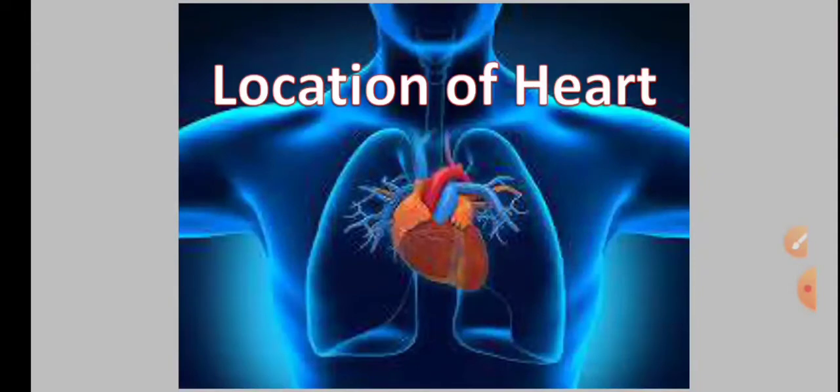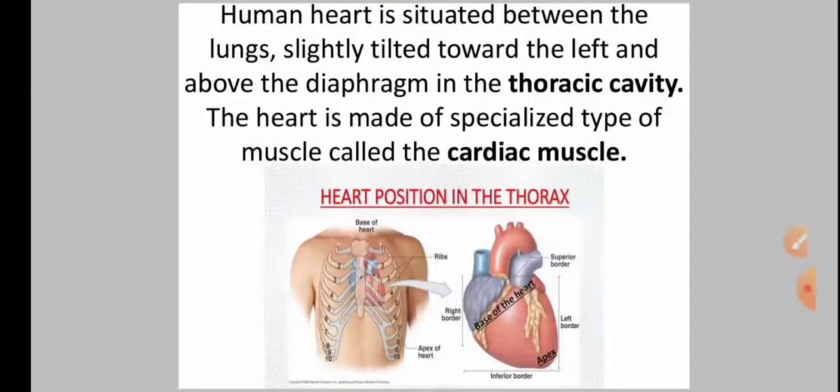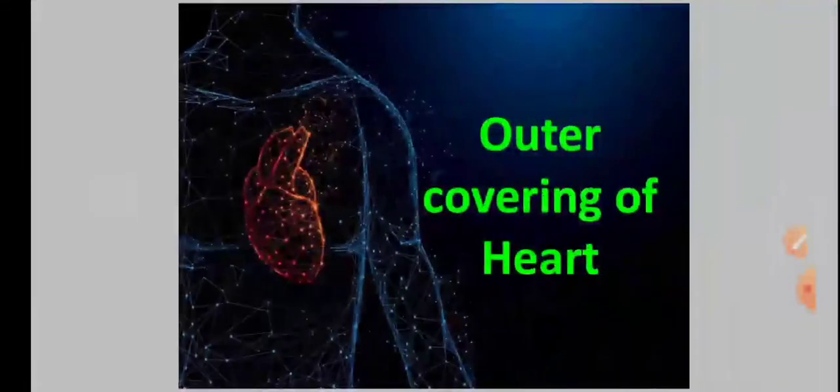Location of heart. Human heart is situated between the lungs, slightly tilted towards the left and above the diaphragm in the thoracic cavity. The heart is made up of specialized type of muscles called cardiac muscle.